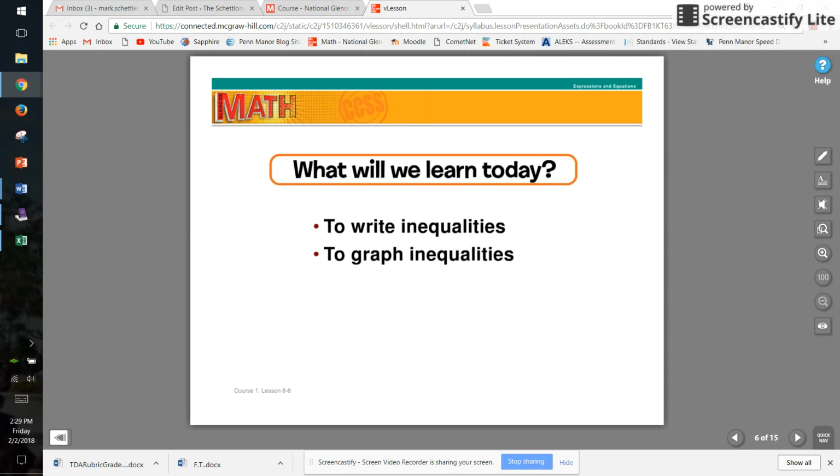Ladies and gentlemen, let's talk about what we did today, this Friday morning and afternoon. We talked about inequalities again, but this time we wrote inequalities based on word problems and also graphed them. Starting with writing them.